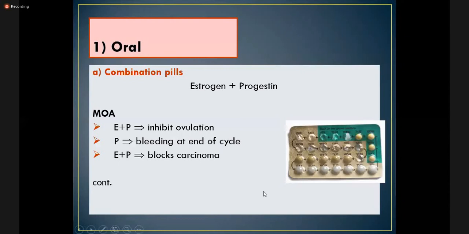Now, one by one, the oral preparations. The most effective preparation is supposed to be the combination pills, in which we use both estrogen and progestin. Mechanism of action: estrogen and progestin inhibit ovulation, and the progestin component is responsible for producing bleeding at the end of the cycle to maintain the normal menstrual cycle.